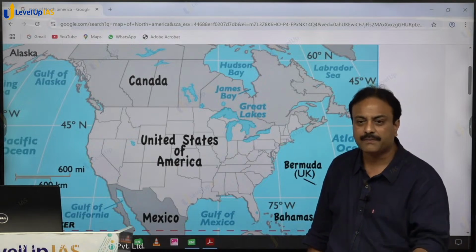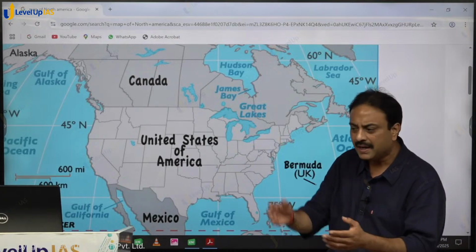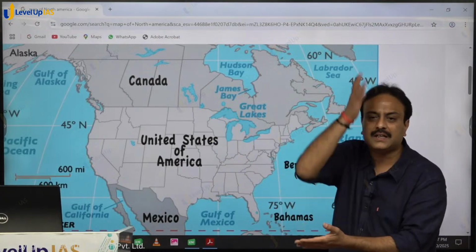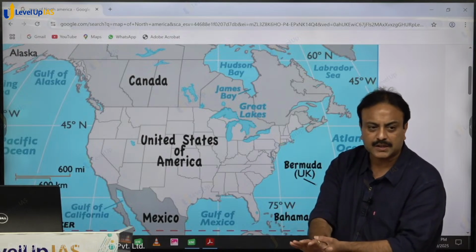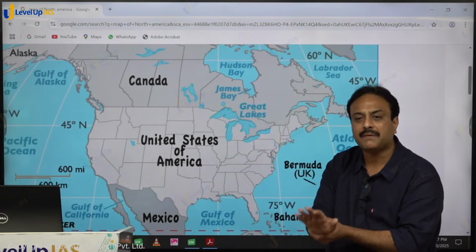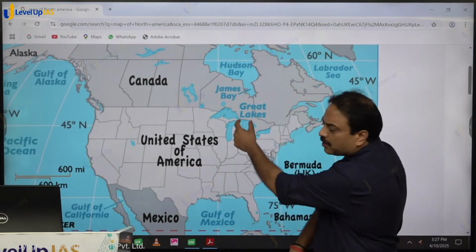Why? Because for lake effect snowfall to take place, what happens? The air has to blow over the length of the lake. It should have sufficient surface area to be exposed to the air. Only then can lake effect snowfall take place. See the alignment of Michigan.